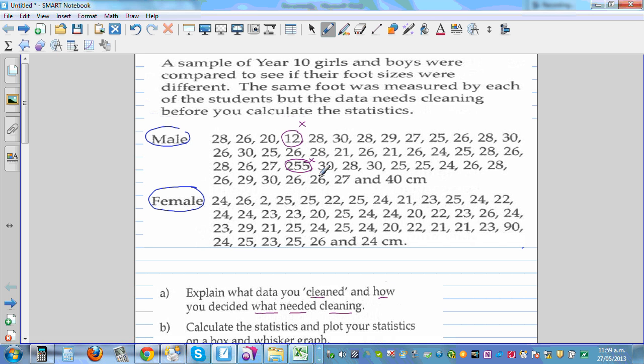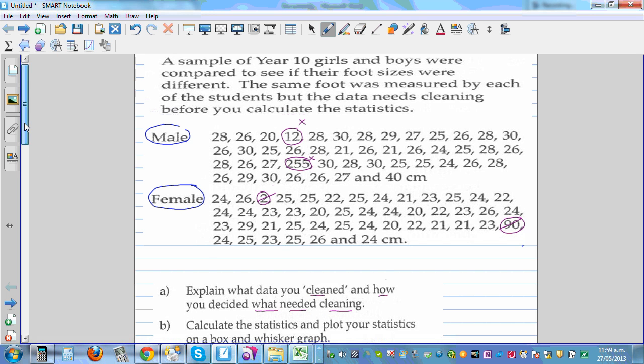So you can say, well, 12 centimeter and 255 centimeter for a year 10 male is very unlikely, so you can ignore that. Here is a data for female with 2 centimeters, which is very, very unlikely. And this is 90, which is also very unlikely. So you can ignore these two.